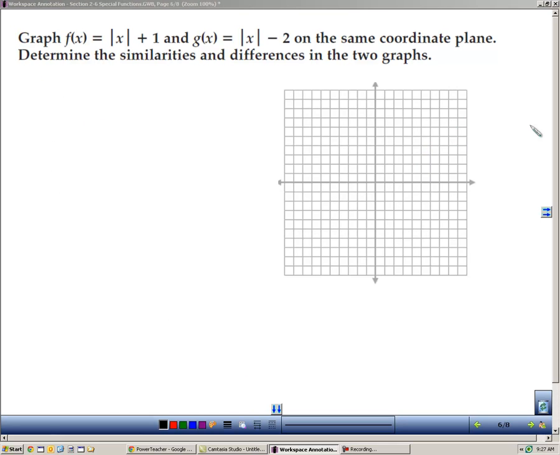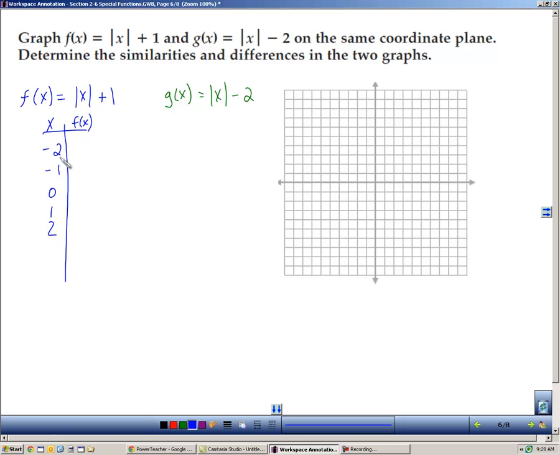Now I don't want to leave this absolute value and piecewise function idea until we explore it a little bit more. So here I'm going to have us graph 2 functions. One of them is f of x equals the absolute value of x plus 1, and the other one is g of x equals the absolute value of x minus 2. We're going to examine both of those. We're going to graph them and see what similarities and differences they have.